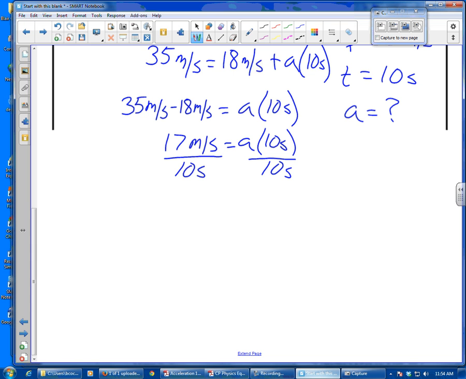So 17 meters per second divided by 10 seconds gives me 1.70 meters per second. Use the cross cancel out. And that equals a. So there's my acceleration. Remember, I could write meters per second as meters per second squared if I like that notation better. They both mean the exact same thing. Right.